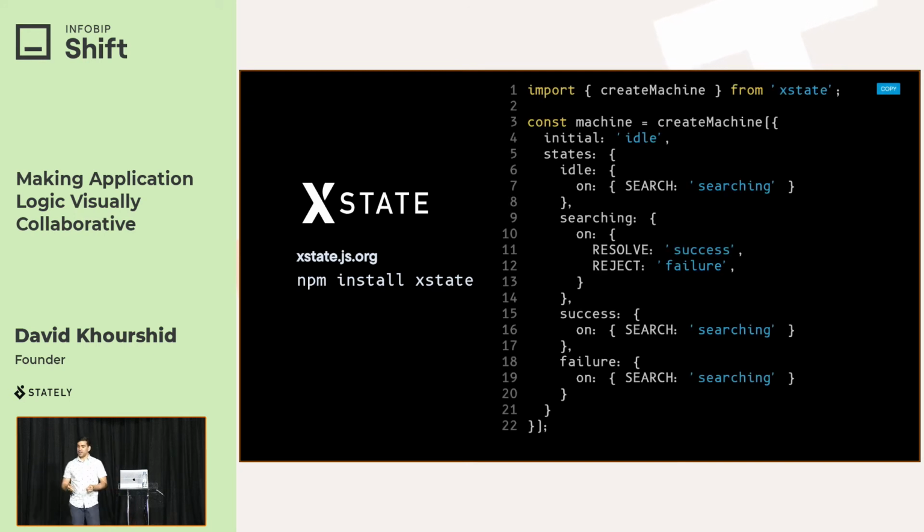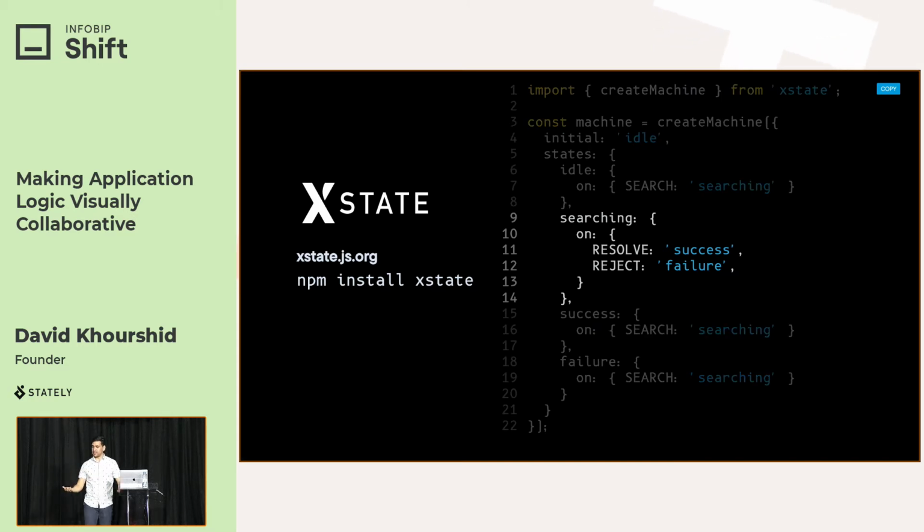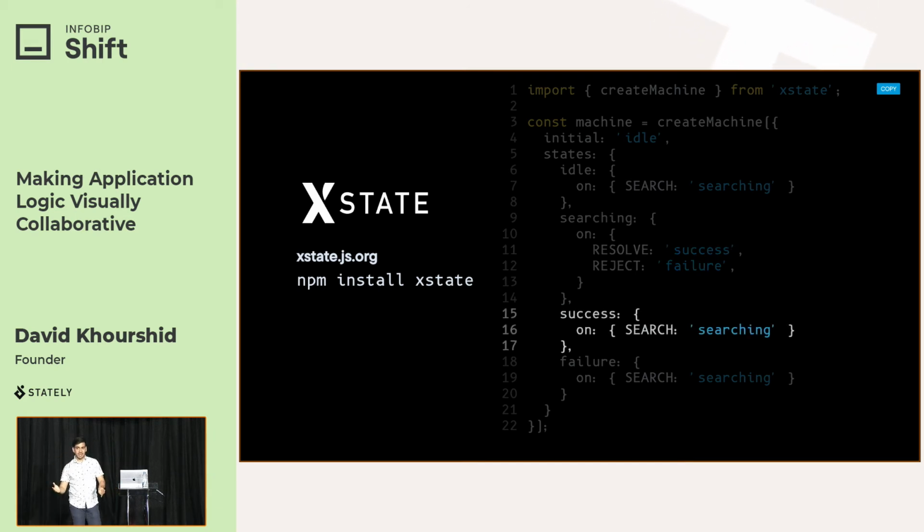Now in code, it's represented like this. So that same search machine, so for example, if we're in the searching state, you say on, and then you give it the event, and you give it the next state that it should be in, in a sort of JSON format. And so this is saying that when I'm in the searching state, on the resolve event, I'm going to go to the success state. And so now we move to the success finite state, and so on search, we go to the searching state.